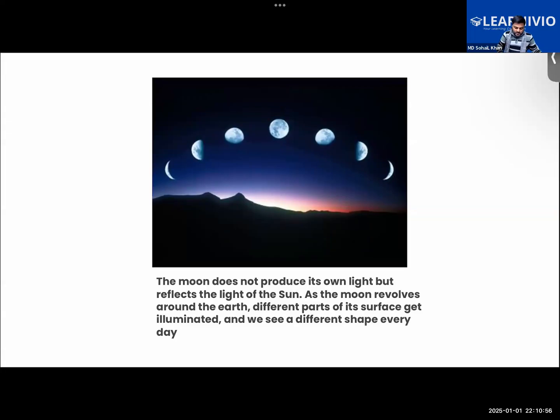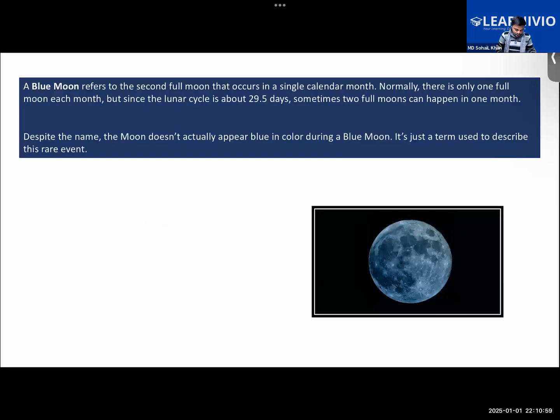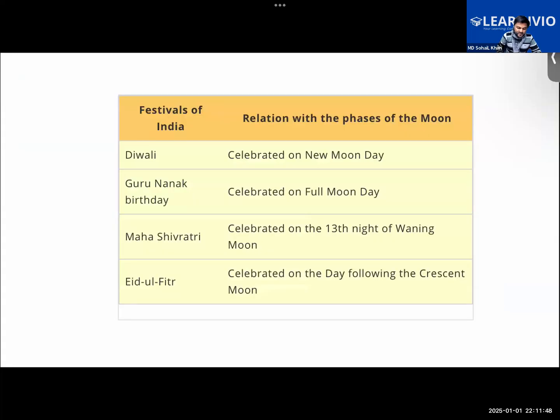Okay. Also, there is this phenomenon called the blue moon. Ever heard about this blue moon? Any idea what is blue moon? Anyone? See, since the complete lunar cycle of the moon takes about 29 and a half days, sometimes two full moons can happen in one month, which is very rare. It's not like you will be seeing two moons in the same night. Getting what I'm trying to say? It's not like you look into the sky and you see two moons in the sky. No. There will be two full moons in one month. So that phenomenon is basically called a blue moon. It's not like the moon becomes blue on that day. It's basically a term that we're using to describe this event that is very rare.